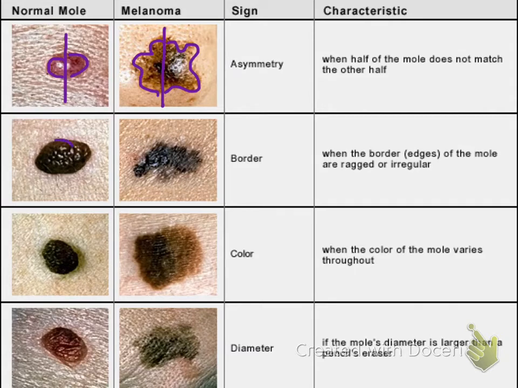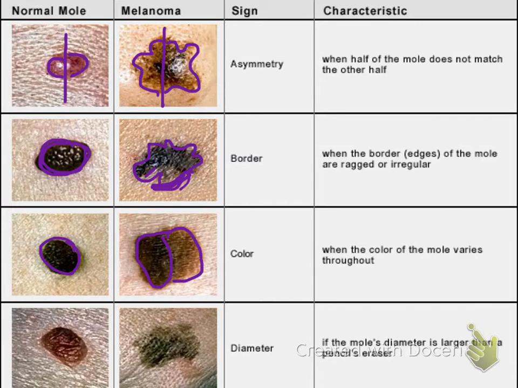Border. Notice the mole on the left has a distinct border, and it almost looks like an oval shape, whereas in the melanoma, there is no distinct border. There might be a border here, and the borders are kind of jagged and irregular. Next is color. Notice the mole on the left is one uniform color. It is all black, whereas on the mole on the right, this half is darker in color than this area, which is lighter in color.